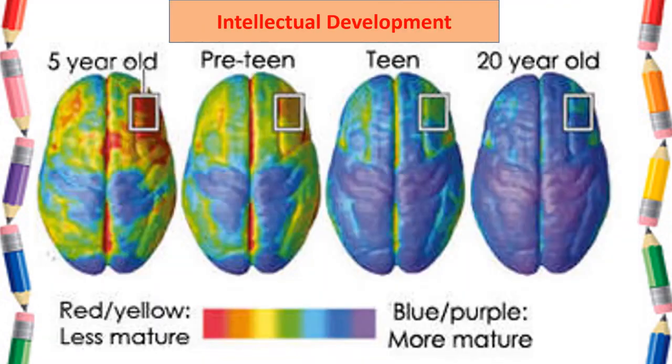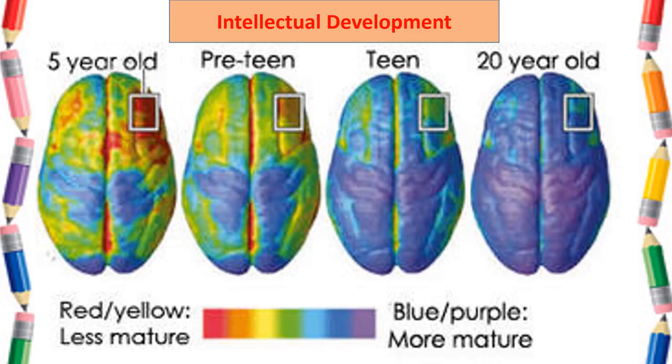Then there is intellectual development, means how your brain is developed. When you are a small child, your brain is not that developed to understand things happening around you. ठीक है, हम लोगों को कुछ बातें समझ में आती है, कुछ चीज़ें नहीं समझ में आती है. So that is what keeps on developing over the years. ठीक है, you can see these are the pictures of the brain. The 5-year-old child, उसका जो brain है, it is less mature. ठीक है, जितनी ज़्यादा red और yellow lines दिख रही है means it is less mature. Whereas अगर ज़्यादा blue और purple lines दिख रही है, portion दिख रहा है, that means it is more mature.